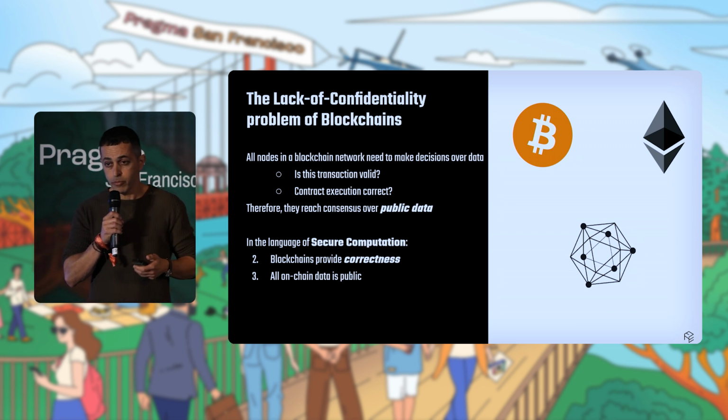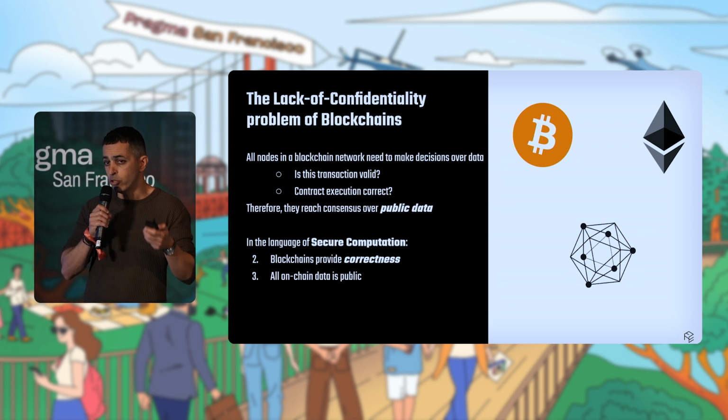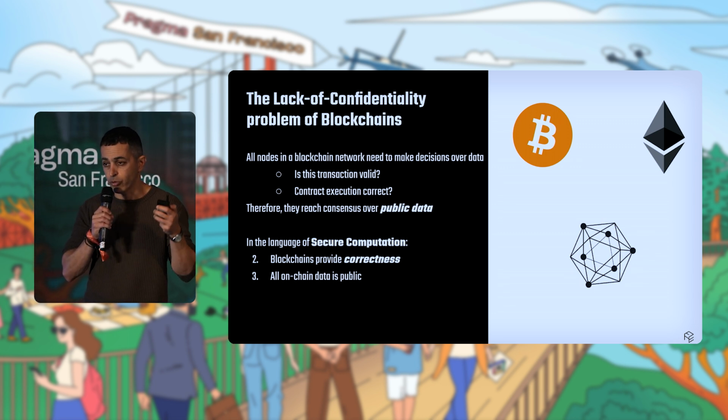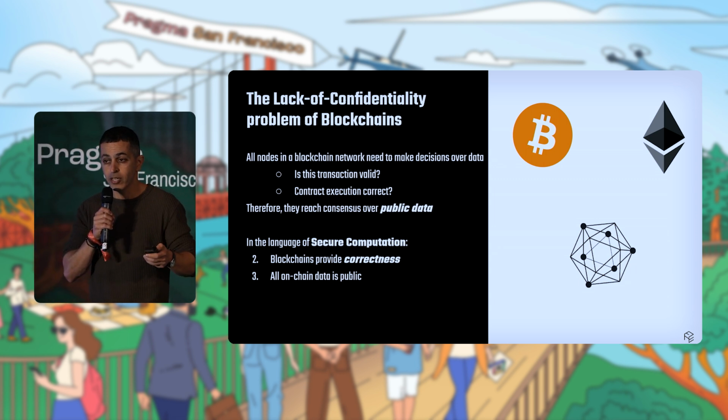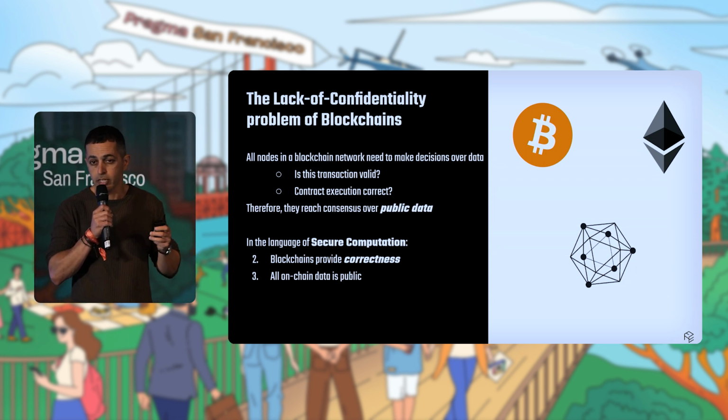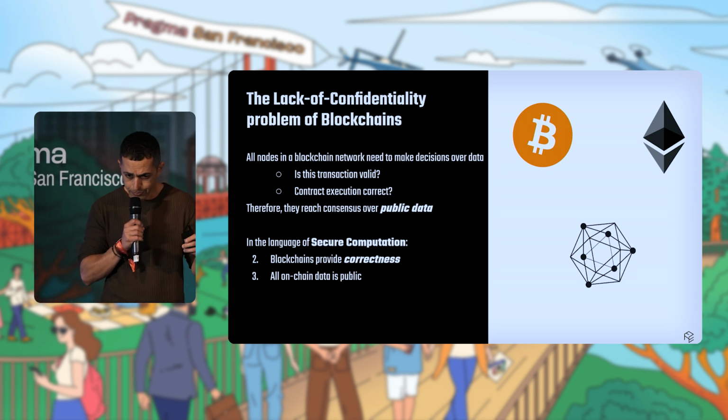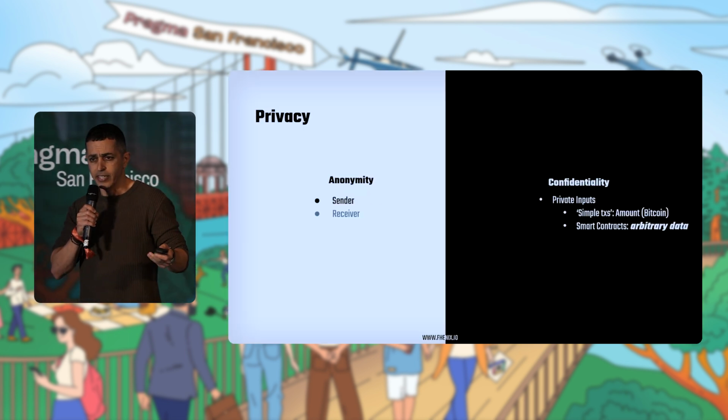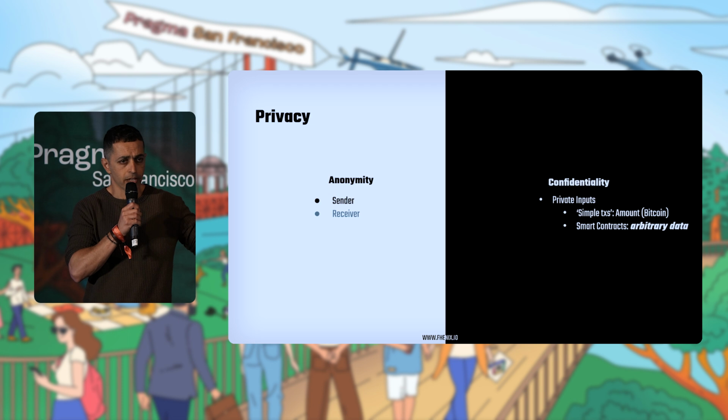But what it actually means is that if you think about it, what blockchains do best is provide correctness of computation, and there is literally no privacy in the blockchain space. All data out there is public. So what does privacy even mean? And I think many people have that a bit confused.